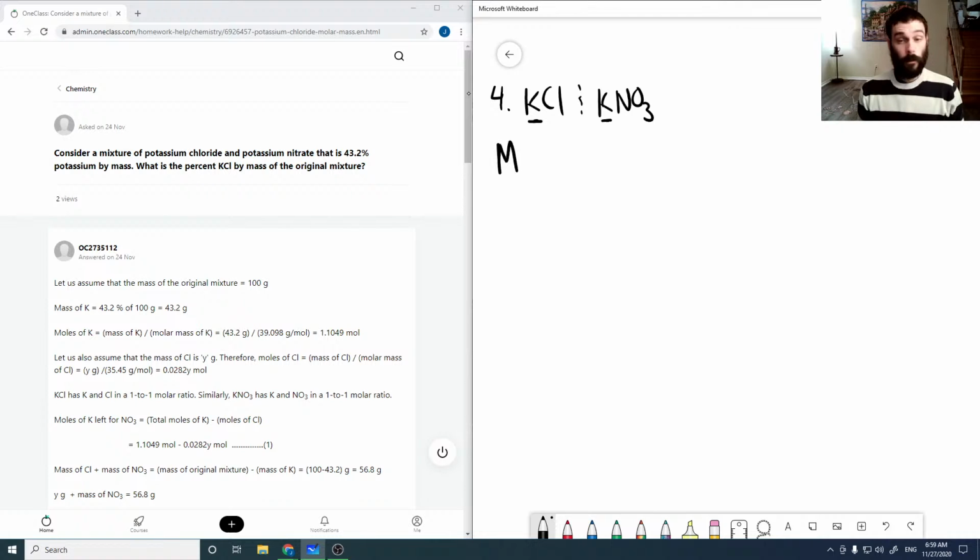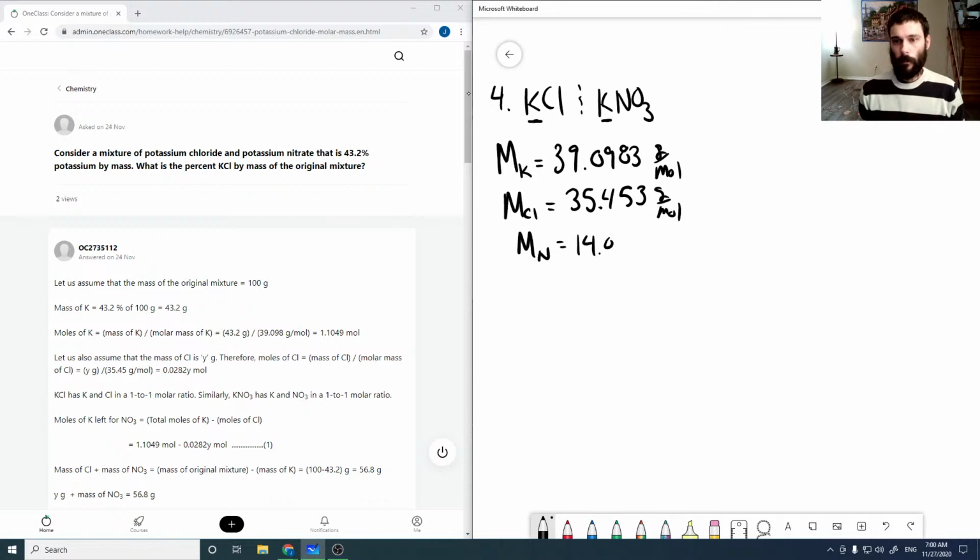So to start off, I'm just going to list our molar masses here. So that's our potassium, that's our chlorine, that is our nitrogen, and there should be more than one zero in there, and this is our oxygen.